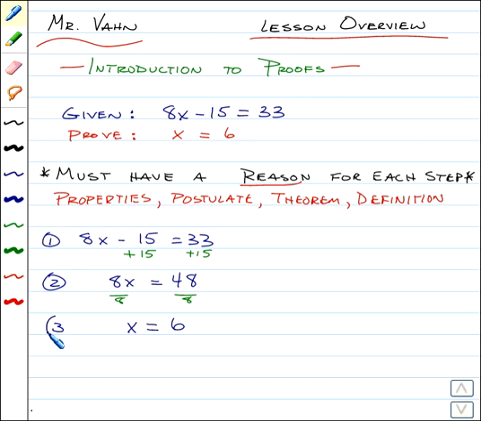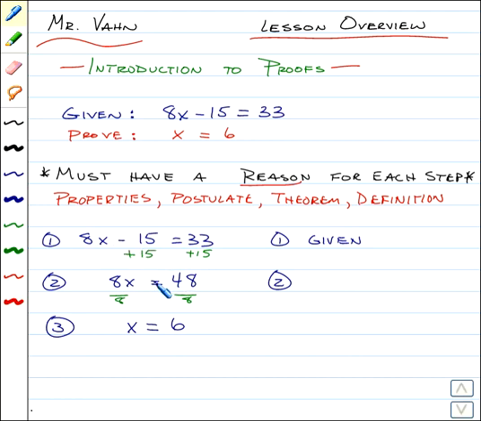So we're going to need 3 reasons to go along with each one of those equations. The first reason: why did we write this equation down? Well, that's the one we were given. Usually in your proofs, your first step is going to be the given part. What did they give you to start with? Then for our next step, step 2, to figure out what our reason is, we find out what we did to our equation to get from this step to the next one.